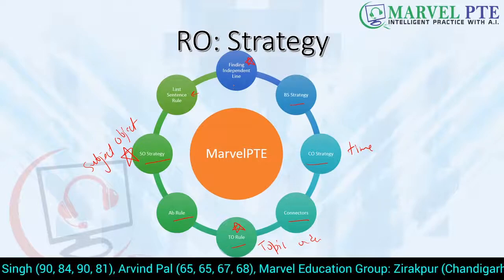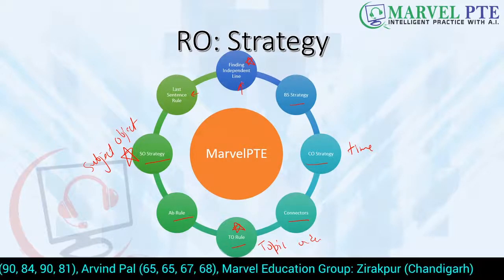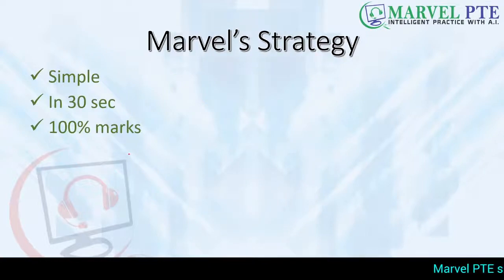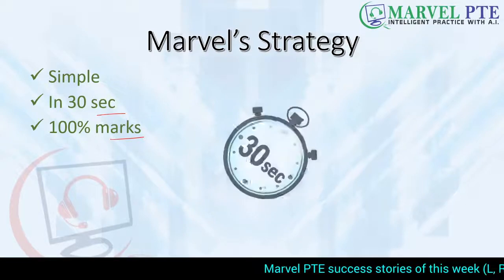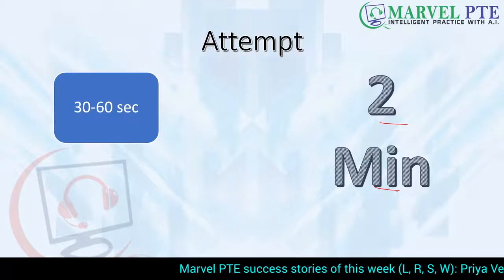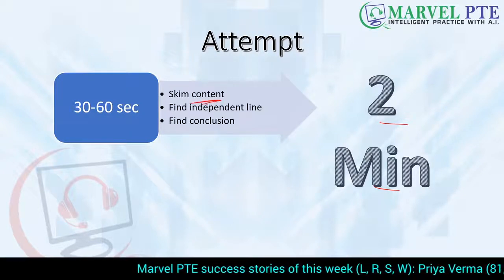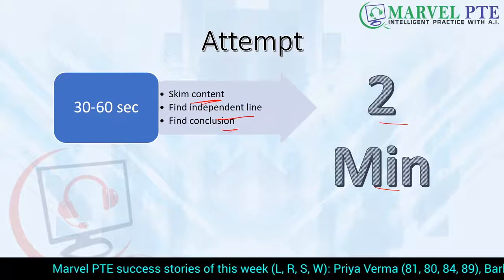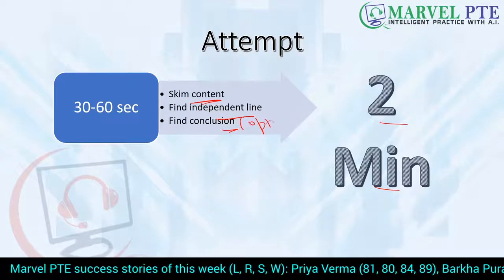Today we applied 3 strategies from this pool, which were finding the independent line, the topic order strategy, and the subject object strategy. And these are simple strategies, and if you have mastered them, then in 30 seconds you will be able to solve your reorder paragraphs, and you will be getting 100% marks. Always remember, you just have 2 minutes to solve your reorder paragraphs. In the first 30 to 60 seconds, you have to skim the content and find the independent line, which you saw we could find, and then, if it is possible, which is optional, find a conclusion line.